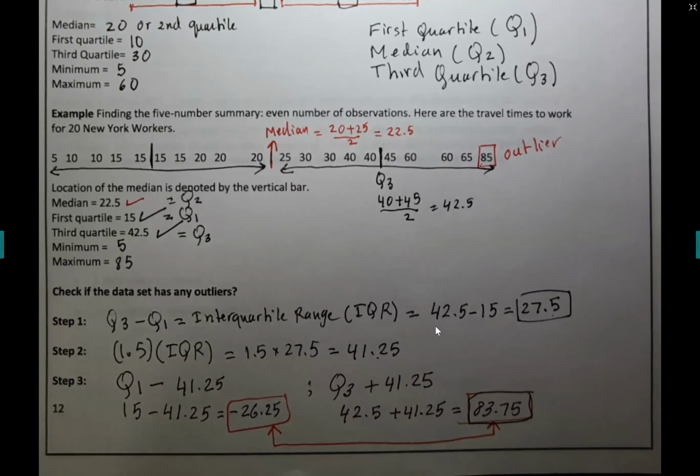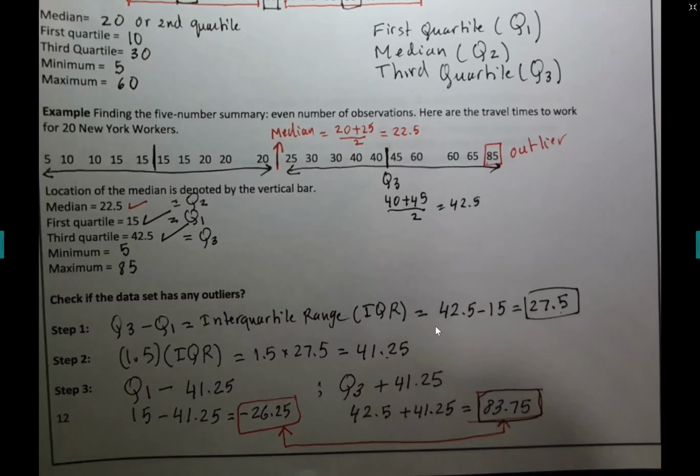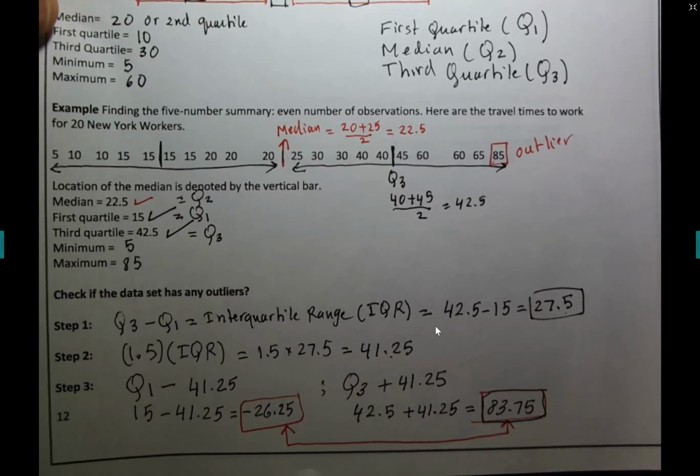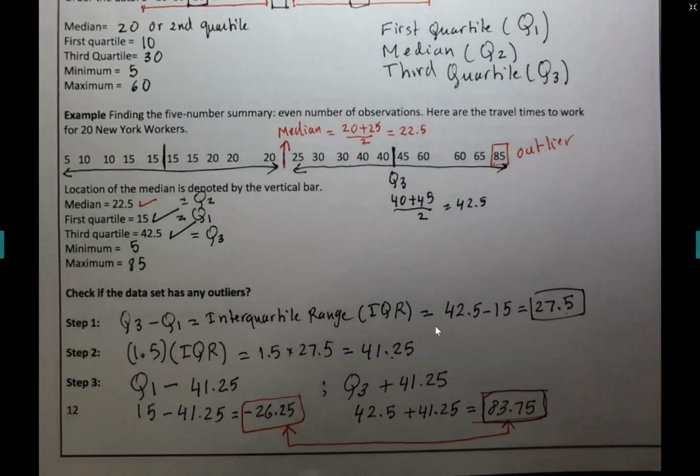All right, guys. So that concludes the outliers and the 5-number summary. What I'm going to do, I'm going to give you the break right now, guys.